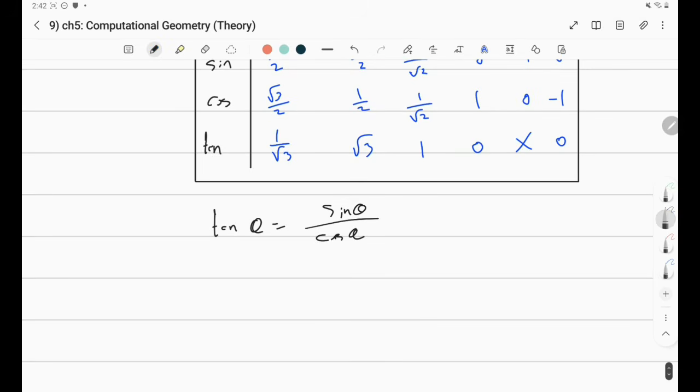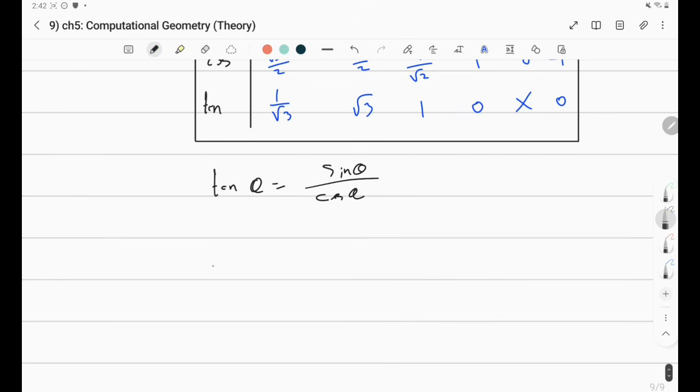Okay, so these are just the famous ones. You should keep them in mind. Do not forget the relation between sine and cosine: sine squared theta plus cosine squared theta is equal to 1.